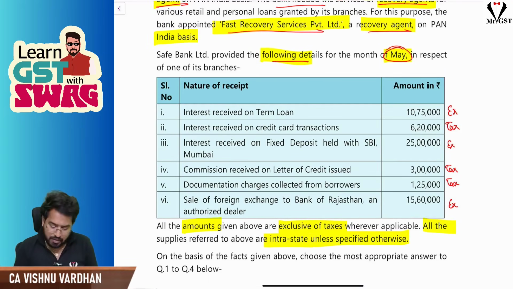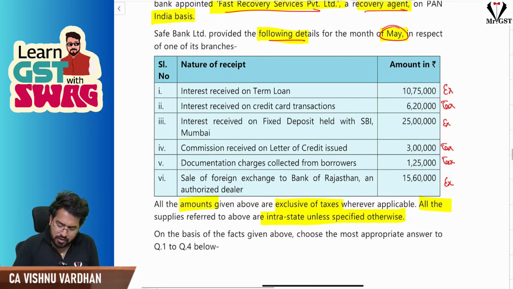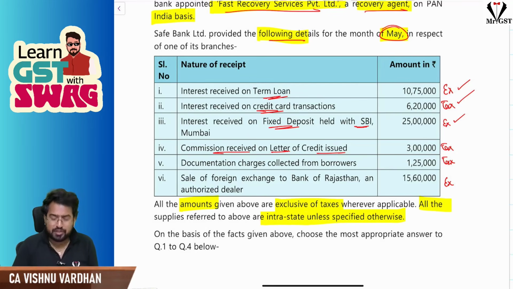Now, if you see for May, they are receiving interest on term loan, which is exempt, interest on credit card, taxable, interest on fixed deposits, exempt, whether it is with SB or anybody, doesn't matter. Commission received on letter of credit issued. For letters of credit issued, they are charging commission, that is not interest for extending loan or advances or deposits. So it is taxable. Documentation charges, taxable.